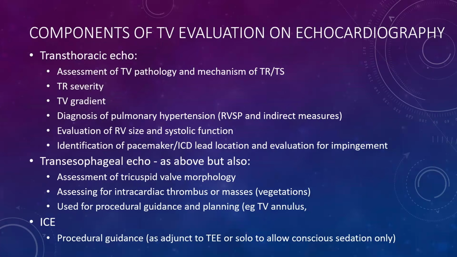Okay. In terms of the components of the tricuspid valve evaluation on echocardiography, we discussed some of the morphology already, but we'll talk about tricuspid valve pathology and the mechanism of whether it's TR or TS. Tricuspid regurgitation severity. We also will look at the gradient, both from the tricuspid stenosis perspective as well as if we're planning on doing any interventions. And then the parts that we're not going to talk about today, but are very important in your echo evaluation of the tricuspid valve, include looking at whether there's any pulmonary hypertension, both the RVSP as well as indirect measures of pulmonary hypertension, evaluation of the RV size and systolic function, and then identification of pacemaker and ICD leads, and evaluation of any impingement. So we will talk a little bit about that later.